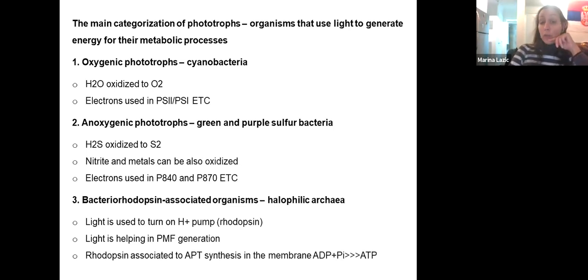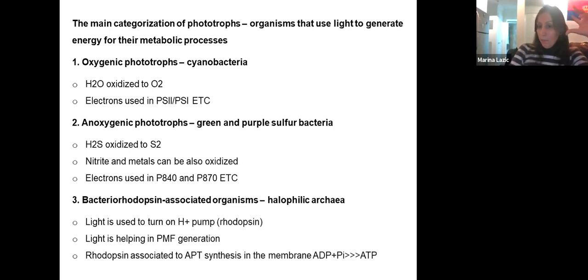The third phototrophs are those that are associated with the pump bacteriorhodopsin. And we mentioned this a long time ago, I remember that. Light is used here in these organisms to turn on proton pumps. And rhodopsin is a proton pump. So thanks to rhodopsin, we have creation of proton motive force. But light is helping creation of this proton motive force. So light is turning on rhodopsin. Rhodopsin pumps protons. Rhodopsin is associated with ATP synthesis in the membrane, and you get ADP plus Pi, resulting in ATP.